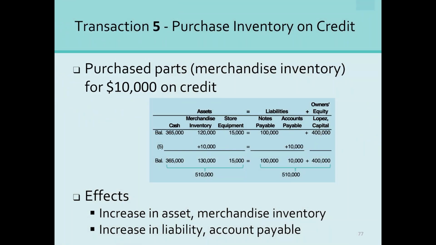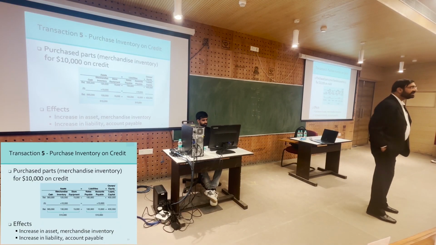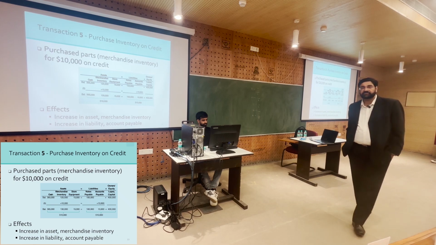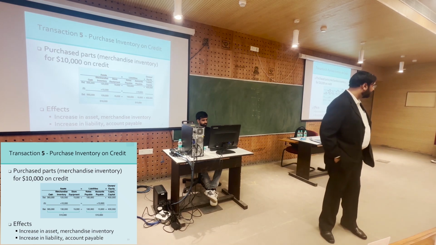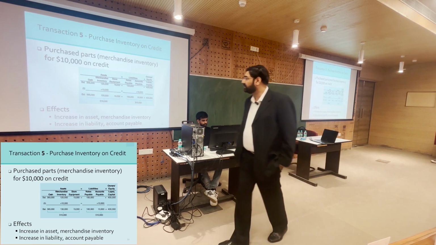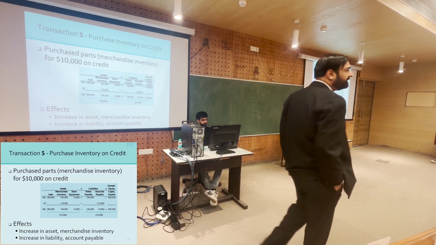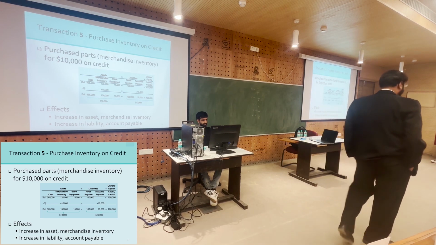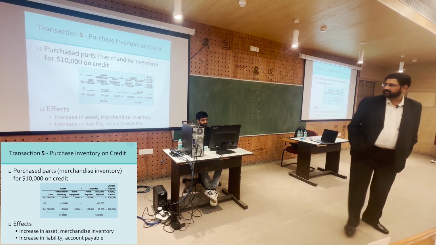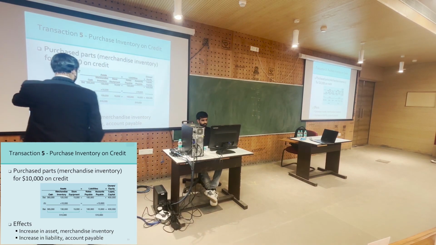Purchased inventory for 10,000 on credit. Last time, what did we do? Last time we purchased inventory for cash: inventory plus 120, cash minus 120, right. Today what have we done? Now we have purchased inventory on credit. So, does cash go up or down? When inventory is purchased on credit, cash is not affected, right. But inventory still goes up. Inventory still goes up by how much?